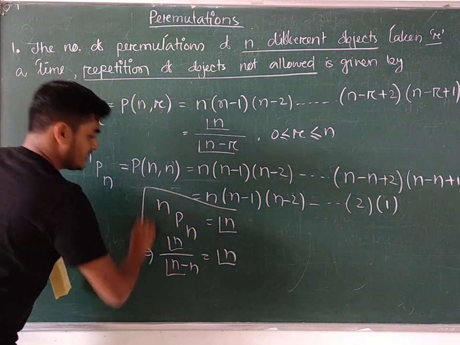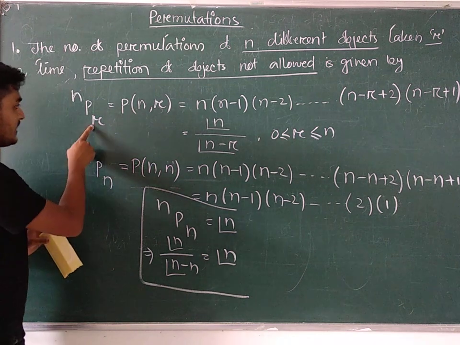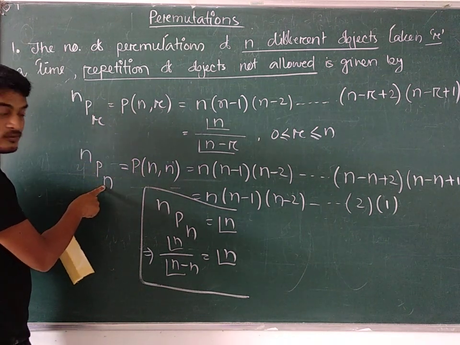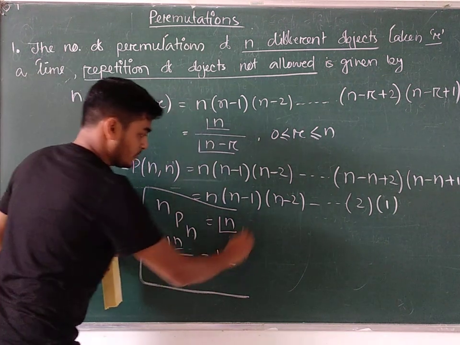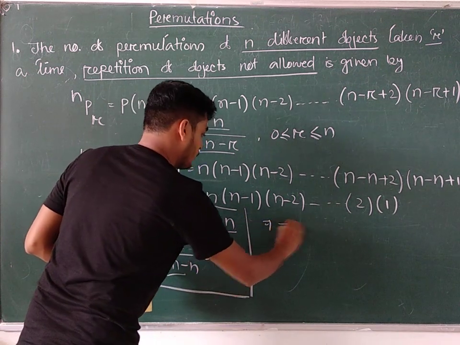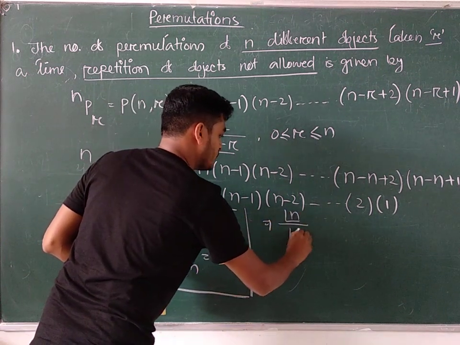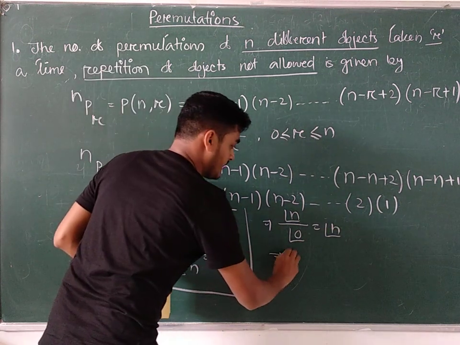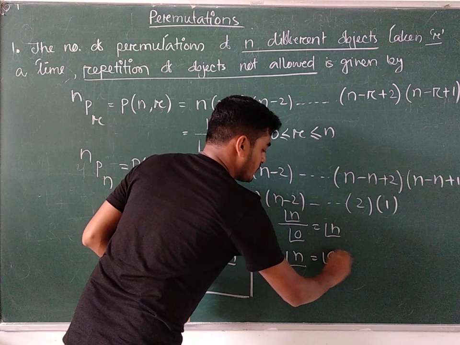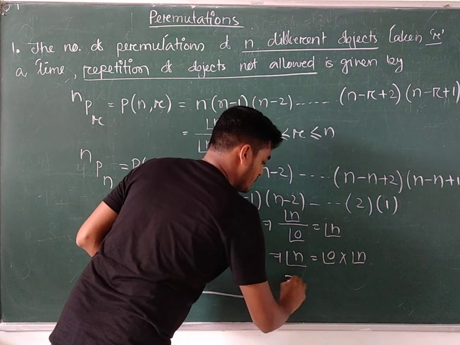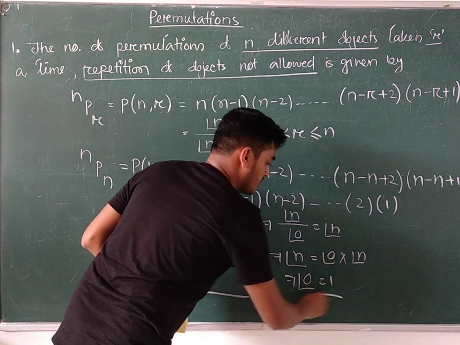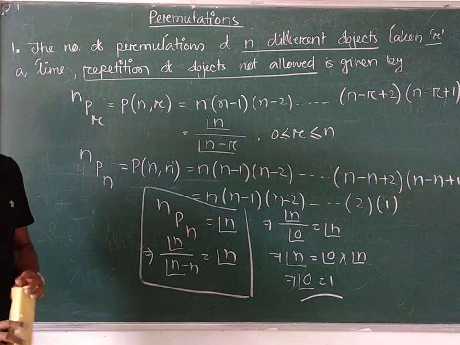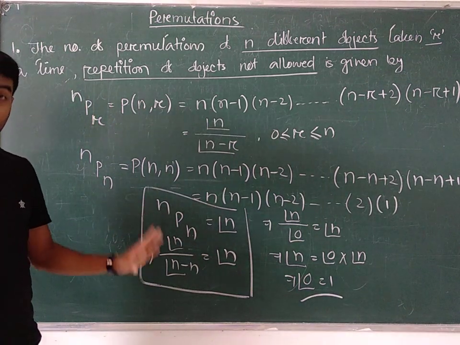Is it clear? Considering r is equal to n, we have this formula: factorial of n divided by factorial of 0 is equal to factorial of n. Am I correct? Just cross multiply it. Factorial of n is equal to factorial of 0 into factorial of n. So what is the value? Factorial of 0 is equal to 1. In this way, we can easily conclude that factorial of 0 is always equal to 1.